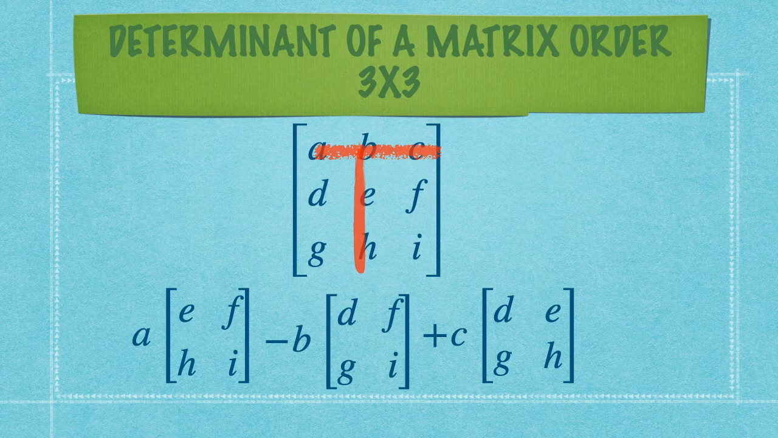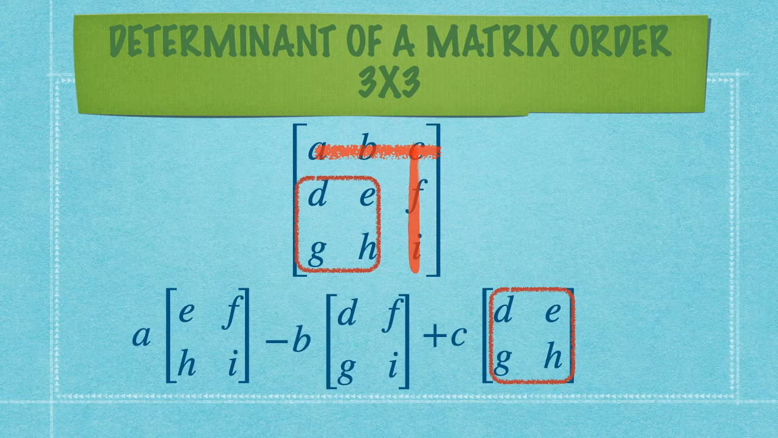Next, we are going to look at the next letter C. So we'll have C in the position that you're seeing there. Then we're going to eliminate the last column, which is C, F, and I. So eliminating this last column, we'll have the 2 by 2 matrix D, E, G, H. And again, we'll have to find the determinant of this matrix.